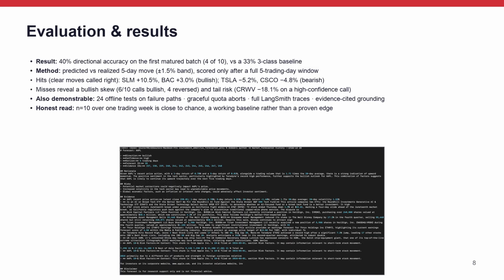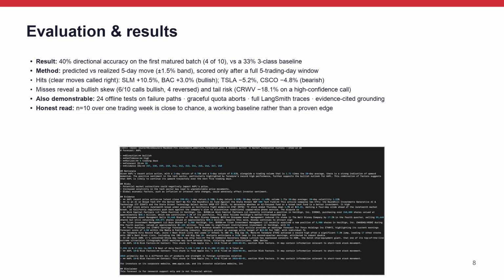I compare the predicted direction to the actual 5-day move using a 1.5% band, and a forecast is only scored once its full 5-day window has elapsed, so I never grade a partial window. Where it worked cleanly. It called SLM up about 10.5%, BAC up 3%, and on the downside, TSLA and CSCO both down around 5%. But the misses are the interesting part.